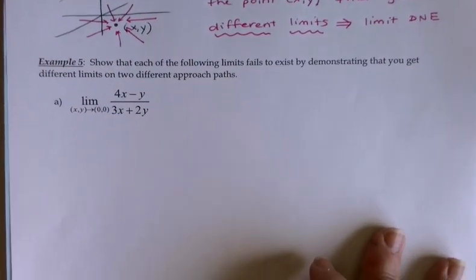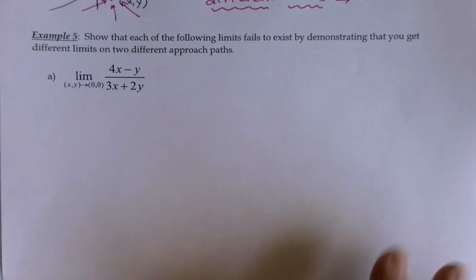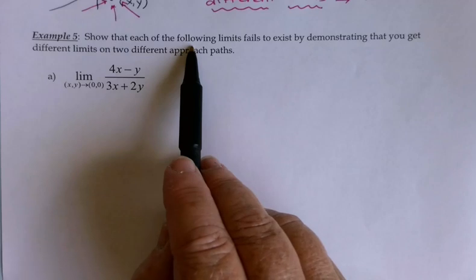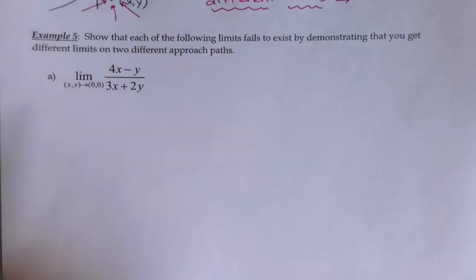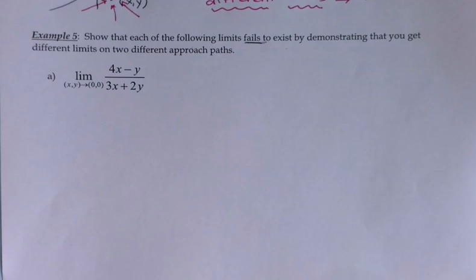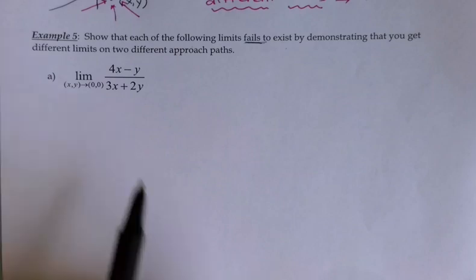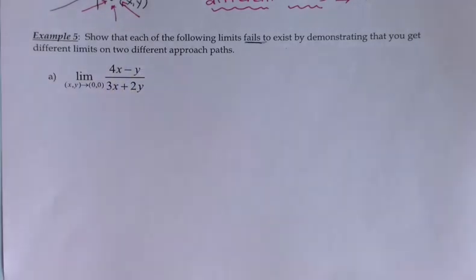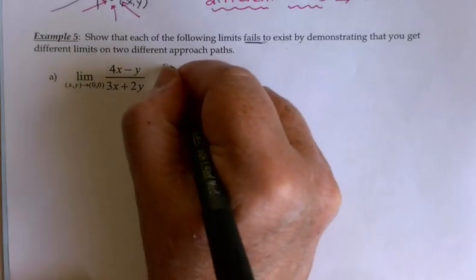In example 3, I've got the function (4x minus y) over (3x plus 2y), and the directions specifically tell me to show that the following limits fail to exist by demonstrating that you get different limits on two different approach paths. For the purposes of this class, I will always tell you when the limit's going to fail to exist. You won't have to figure that out on your own. It just takes a bit more practice than the time that we have. But I will notice if I tried to plug in 0, 0, I would get 0 over 0, an indeterminate form again.